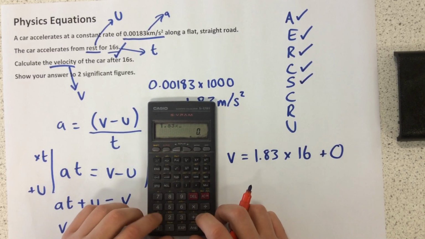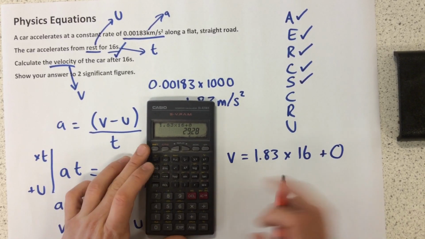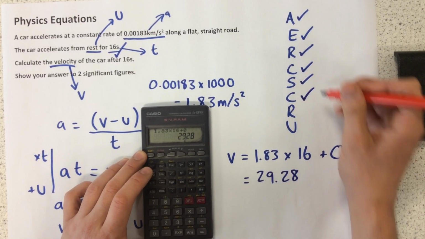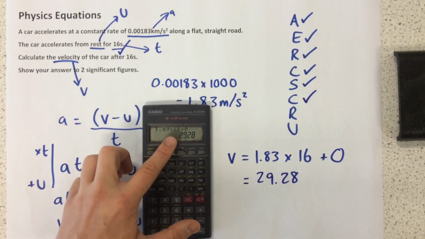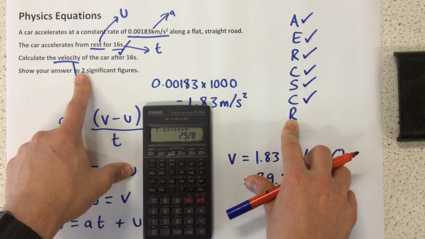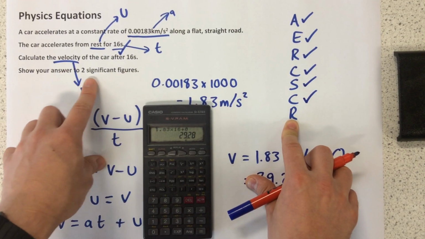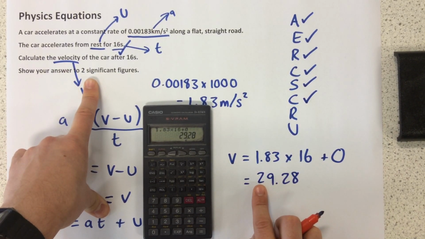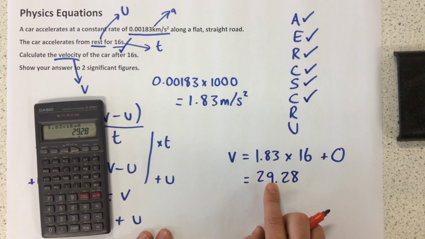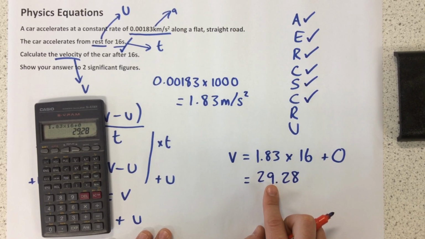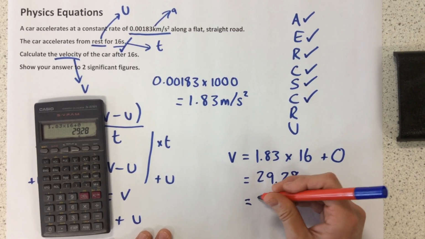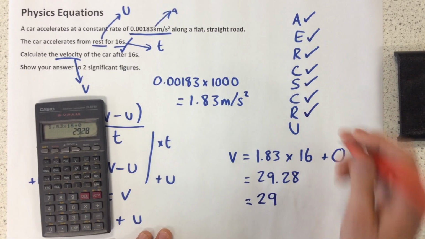Next up, what I have to do is put these numbers in. 1.83 times 16 plus 0. So that gives me 29.28. Always use a calculator, even if you think you can do it in your head, to double check your answer. So I've now got to the stage where I round it. It's asked me to do the answer to two significant figures. So I need to look for the first two non-zero values, which are here and here. So that 2, is that going to round up or is it going to round down? Because that's less than 5, it's going to round down. So it equals 29. So I've now done my rounding.